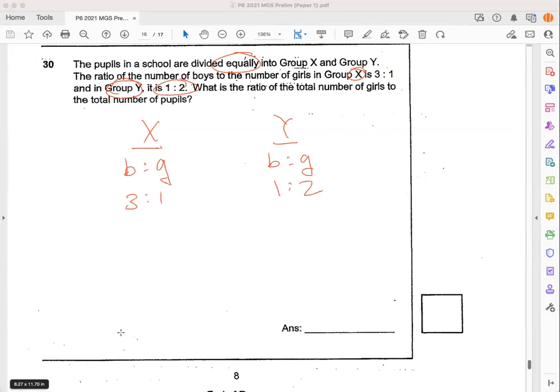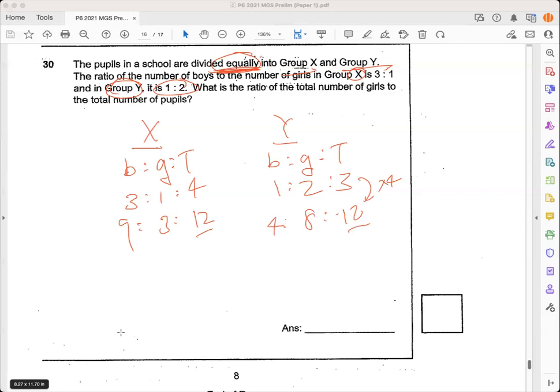Now, what's the common base? The common base is the total, because the question begins with the pupils in the school are divided equally into two groups, X and Y. So the total in X must be the same as the total in Y. Okay, 3 plus 1 is 4, 1 plus 2 is 3. Let's make 4 and 3 the same. Make it 12. Times 3. Make it 12, times 4. 1 times 4 is 4. Now the common base is done.